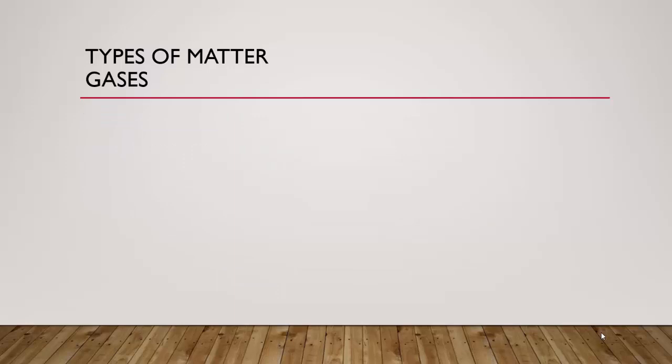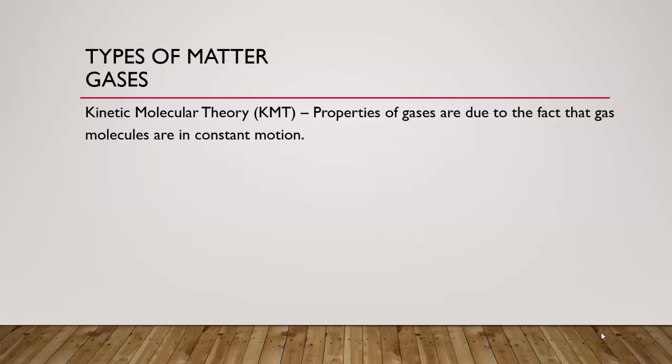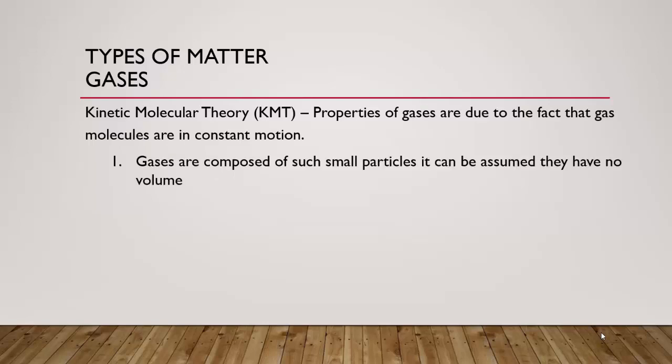But this section is on the gases, and to understand gases, you need to understand the kinetic molecular theory. This theory is a very good way to explain why gases do what they do. And it turns out that the properties of gases are due to the fact that gas molecules are in constant motion, and that there are 6 assumptions that we make.